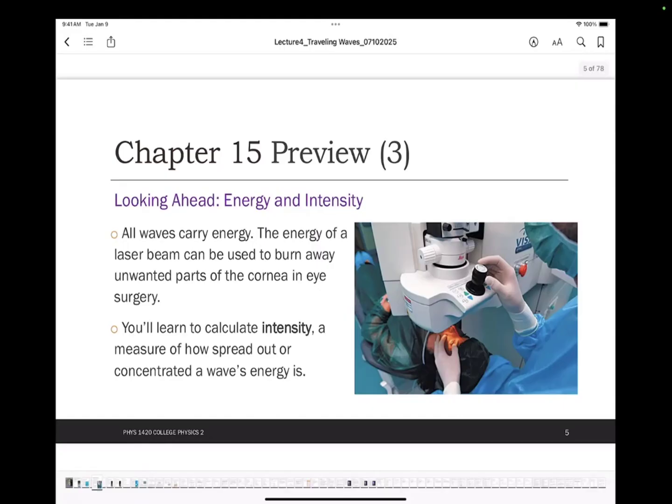You can see the wave will spread. So how does this wave spread? How do we calculate the intensity? This is for chapter 50, and we will learn those things.